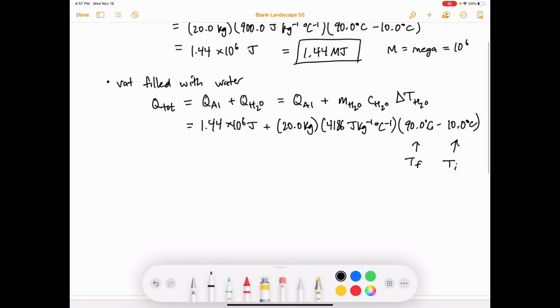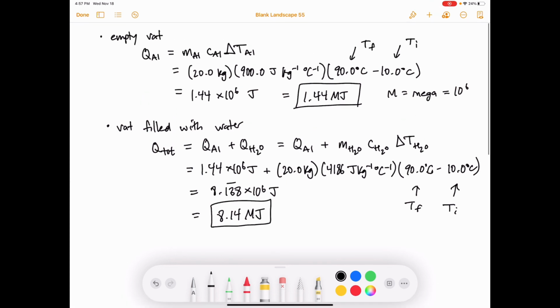And this works out in units of joules to be 8.138 times 10 to the 6, or we can write this as 8.14 megajoules. So what we see is it's a lot harder to heat up the water because it has a much larger specific heat than the aluminum.